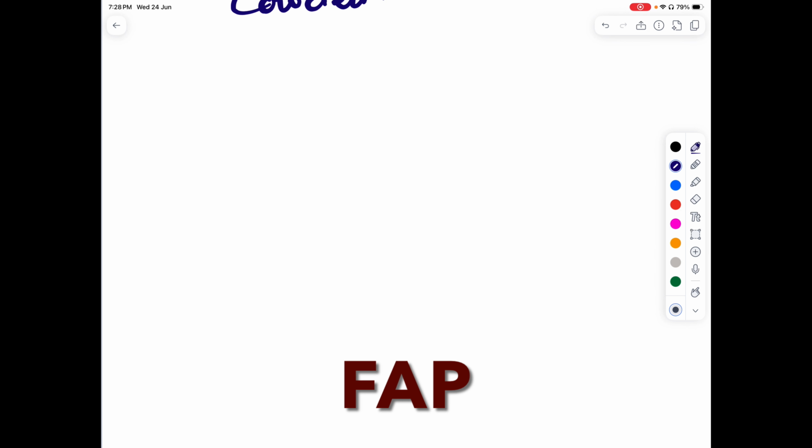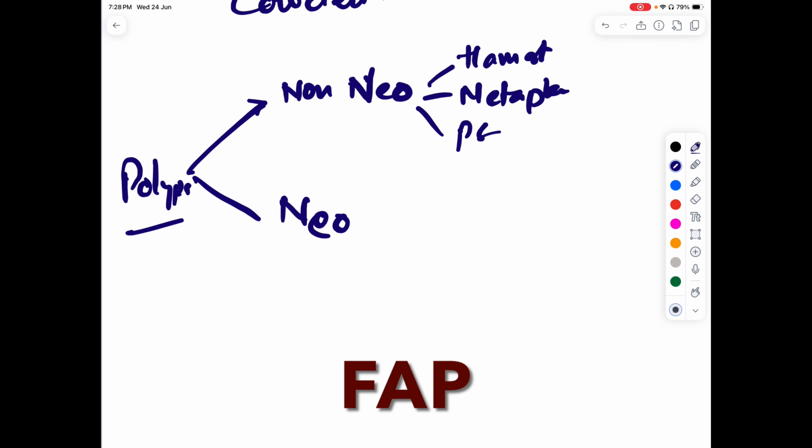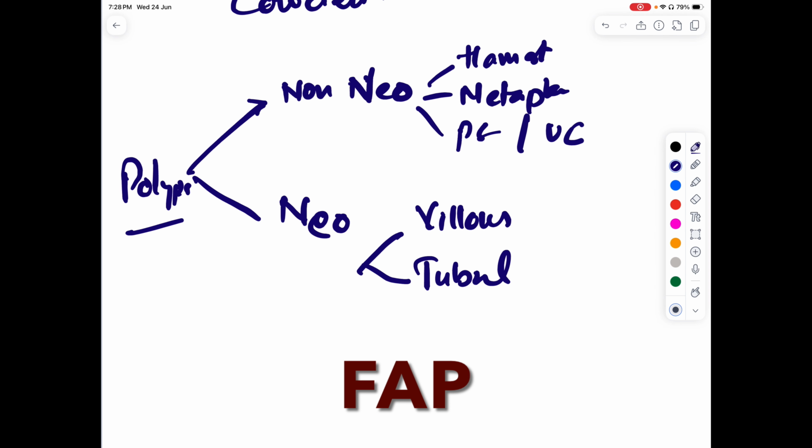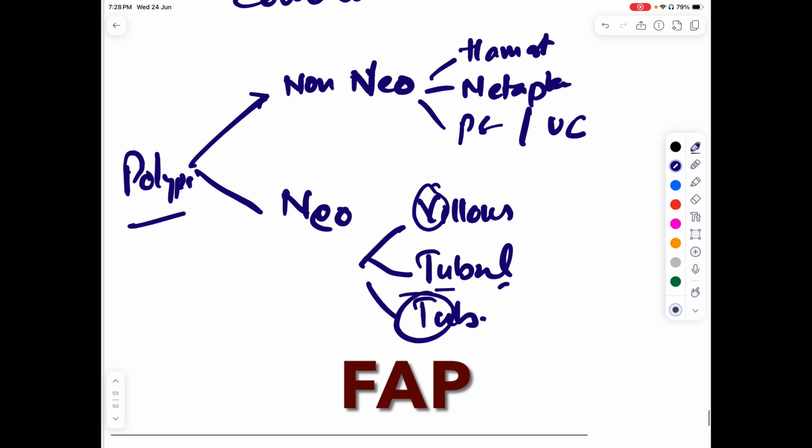What is the classification of intestinal polyps? So non-neoplastic and neoplastic polyps. Non-neoplastic can be hamartomas, metaplastic, or pseudopolyps in ulcerative colitis. Neoplastic can be villous, tubulovillous, or tubular, villous, and a combination of the two. Syndromes with hamartomas: hamartomas are seen in PJ, Peutz-Jeghers syndrome.